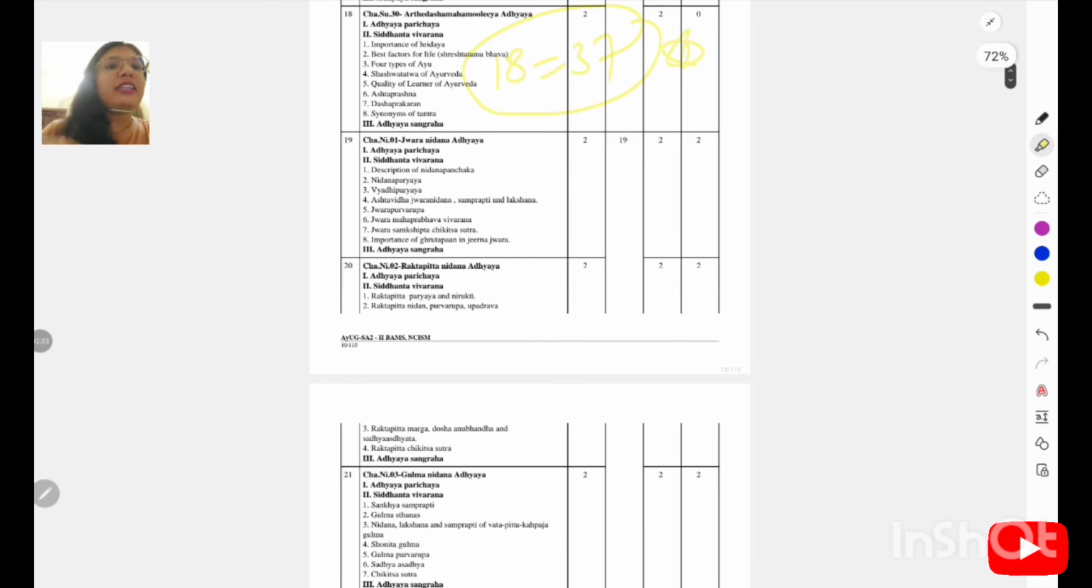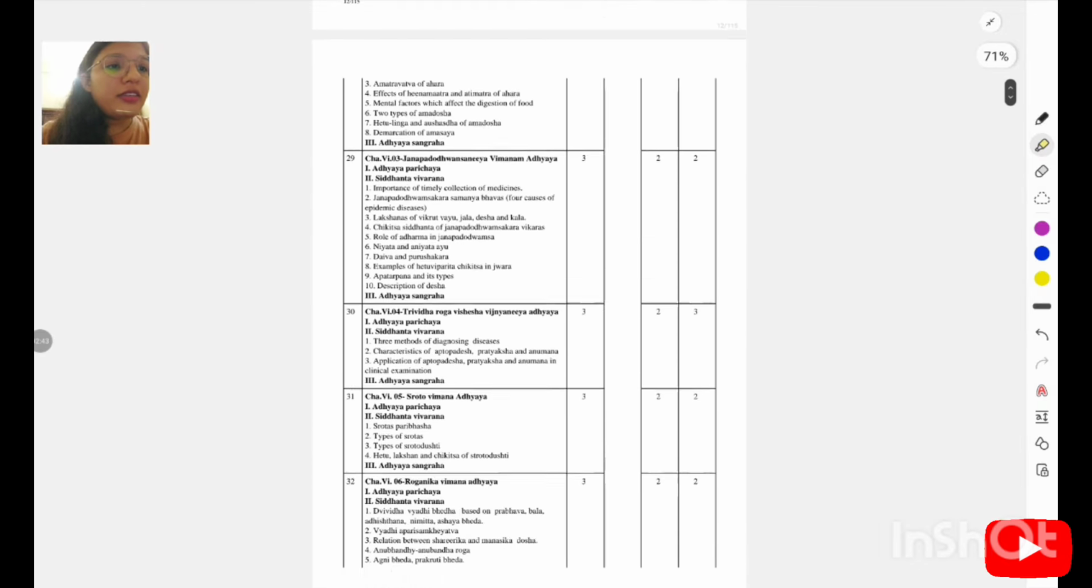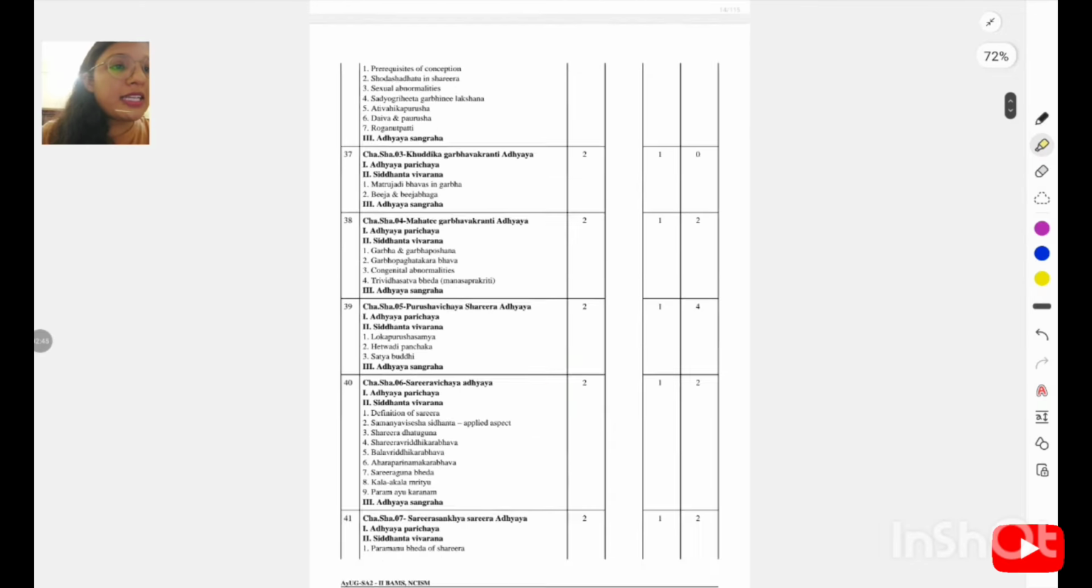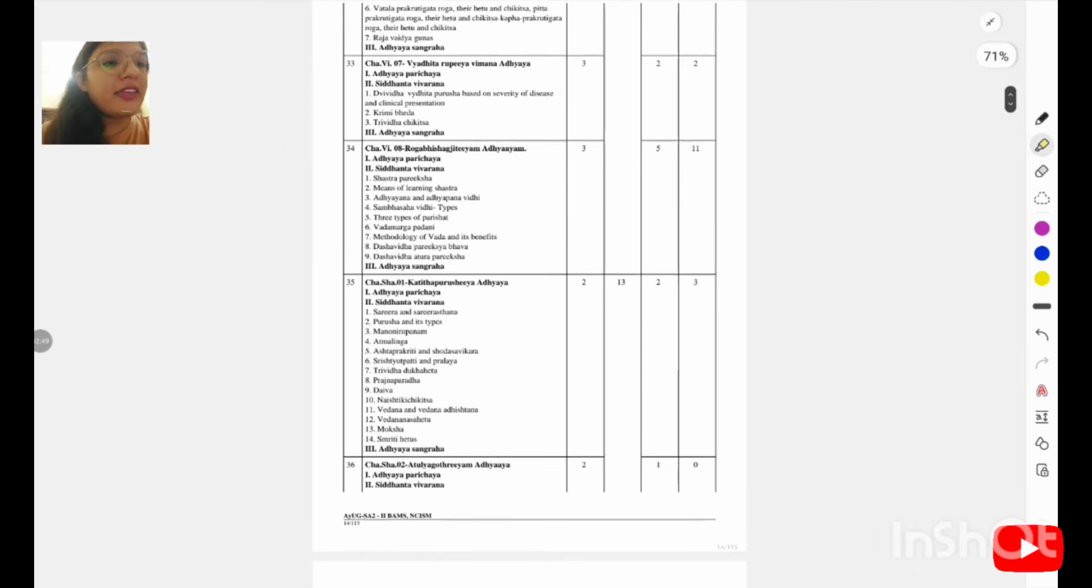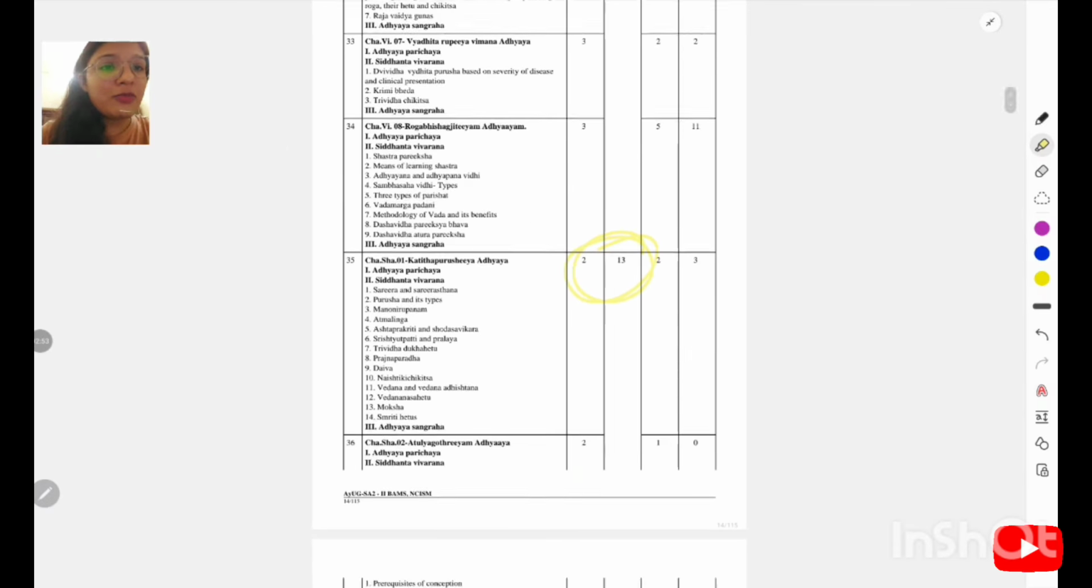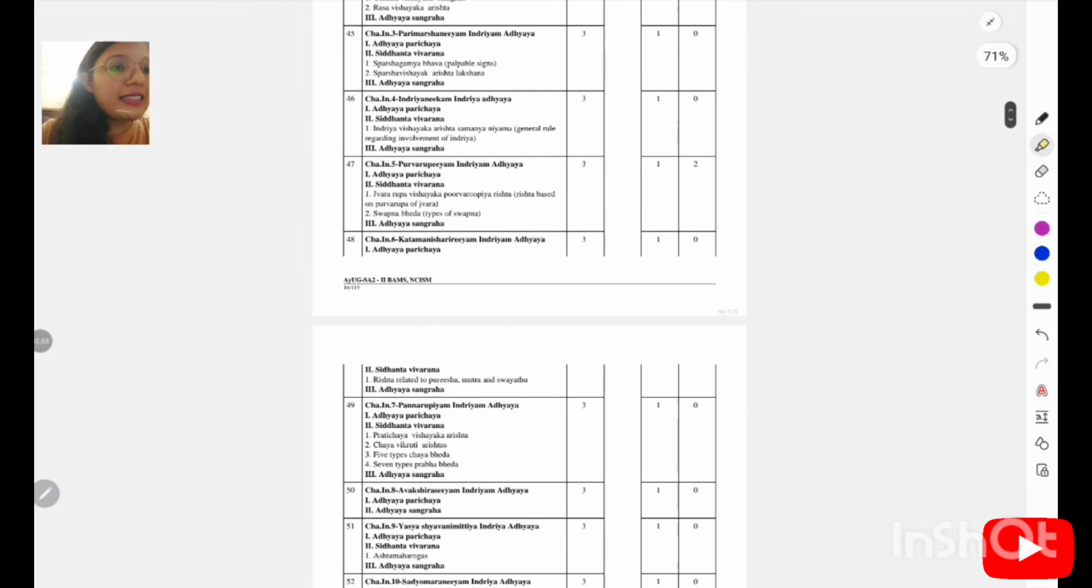Next comes our Nidana Sthana. Nidana Sthana is for 19 marks, so there will be a 10-mark question from this 8th chapter. Next comes our Sharira Sthana, where they are giving a 13-mark portion, so there will be an SCQ portion from this topic.